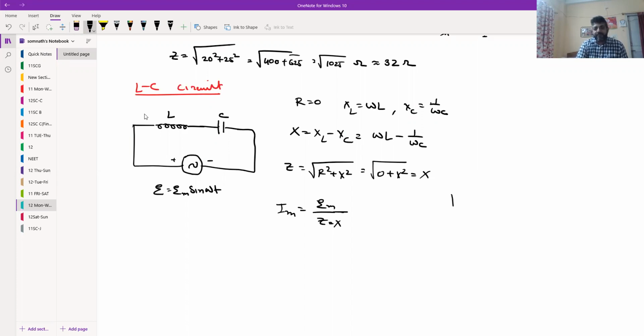Now, when we draw the phasor diagram, we know this one is my E equals EM sin omega t. I don't have any doubt with this. And I also know if we have this one, IL. Yes or no?